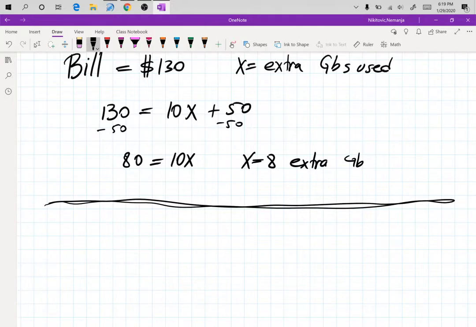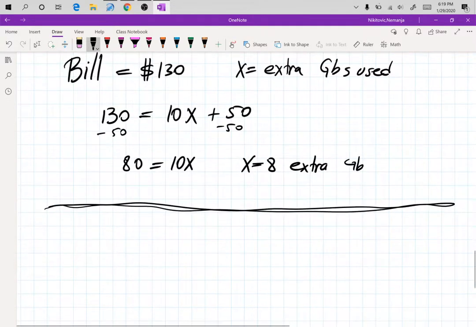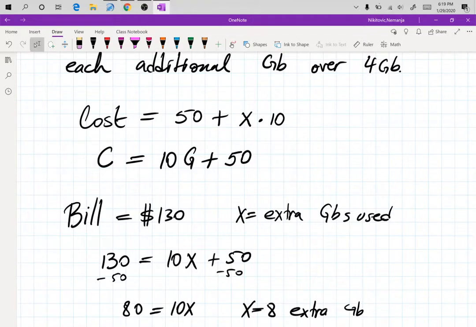Now, what we are calculating every time we have a word problem like this, we are calculating the slope. And the slope is also called a rate. You are paying at the rate of $10 per gigabyte. That's a rate. Like miles per gallon, right? Your car has a certain rating. Generally, a car that most people will drive is 30 miles per gallon. Take Honda Civic, for instance, right? 30 miles per gallon. Then you push it to 40 miles per gallon for Prius.